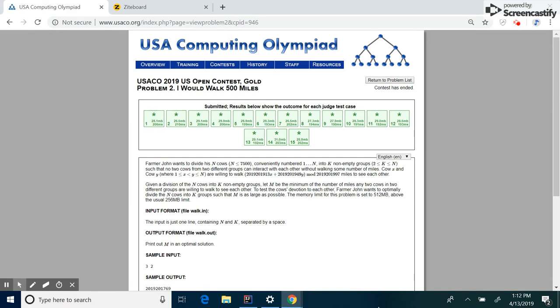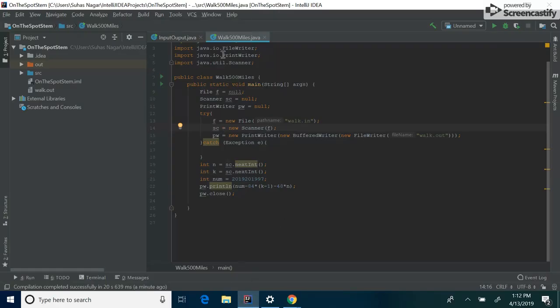As you can see, we get full credit on this problem with simply 26 lines of code. That's crazy if you ask me.